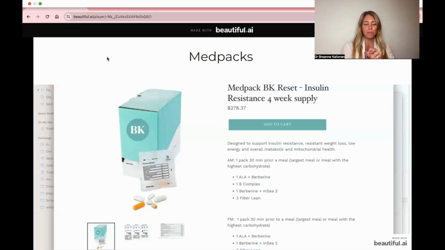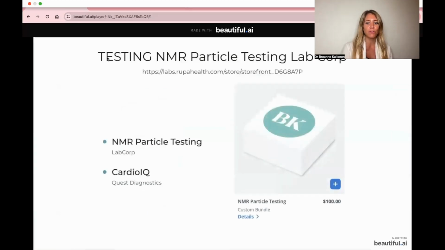So I know that was a rapid fire presentation. I hope that was helpful for you. This is how you would go and access proper particle size testing done. You can go to Quest Diagnostics. They have a lab called the Cardio IQ. LabCorp sells an option. It's the NMR particle size testing.